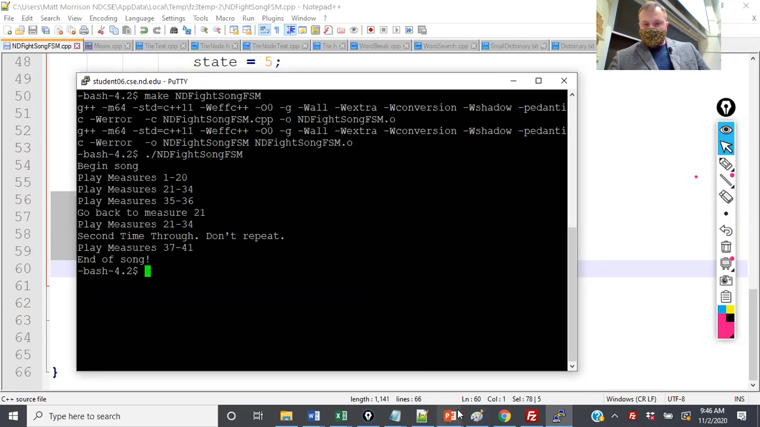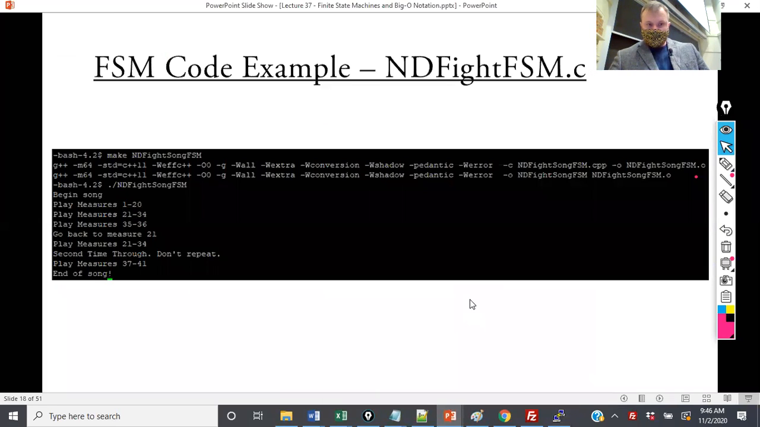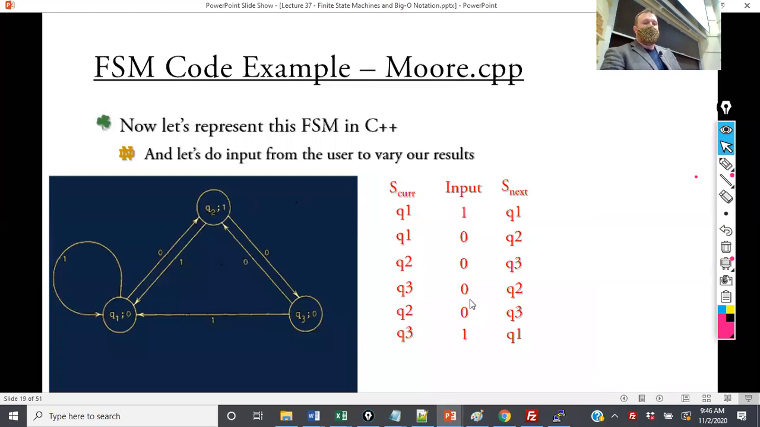The next thing I'd like to show you, so there's the code I just produced, is that I have represented this Moore machine in C++. And so what we're going to do is generate this exact output. We're going to do 1, 0, 0, 0, 0, 1, and I'll produce the outputs based on what those values should be.